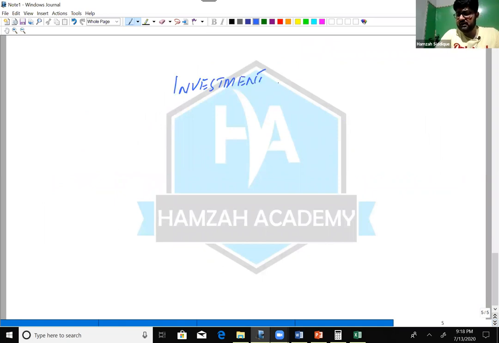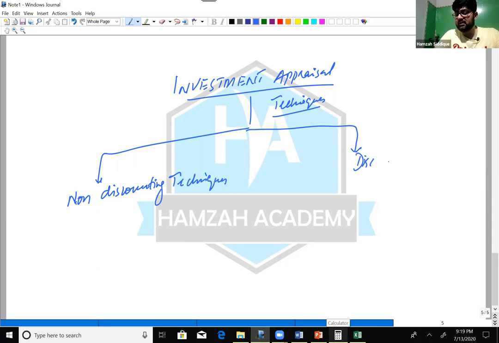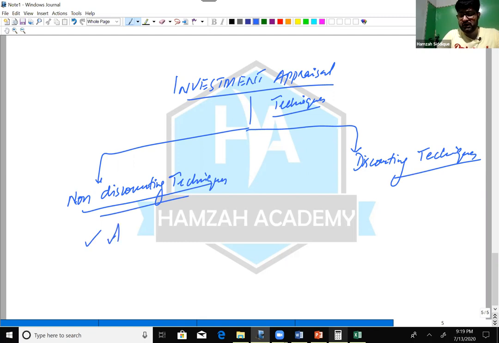Investment appraisal techniques. These investment appraisal techniques we can classify into two types. One is called non-discounting technique and discounting technique. In our syllabus, first of all is ARR, accounting rate of return. It is also called ROS basically.